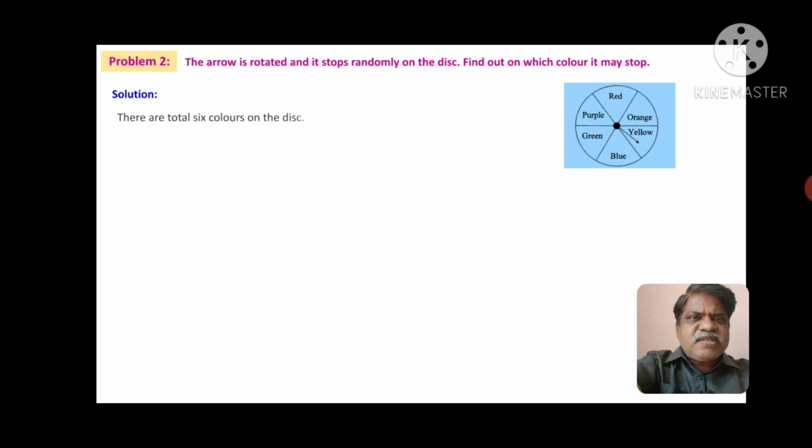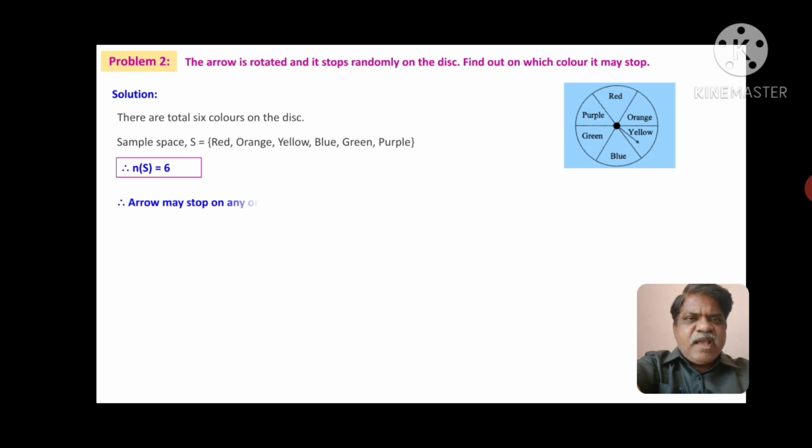See, there are total 6 colors on the disc that start from red to purple. Red, orange, yellow, blue, green and purple. Therefore, N of S will be 6. Arrow may stop on any one of the 6 colors. It may be on, as shown in the figure, yellow, it may be on blue, it may be green, it may be purple, it may be red or it may be orange.